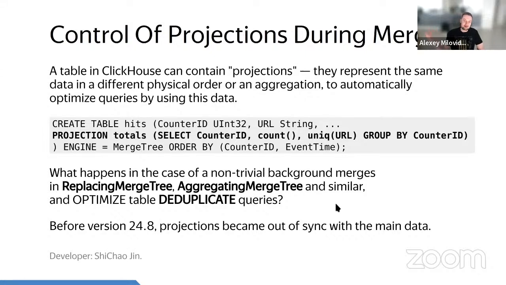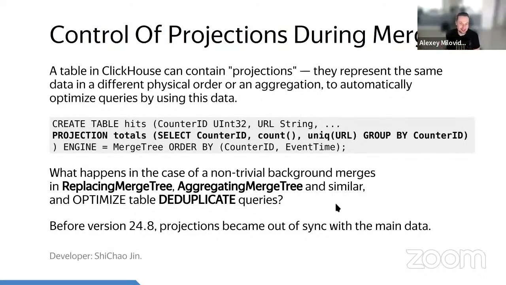Okay, I will tell you. We did absolutely nothing. Oh. So the projections remain. It became inconsistent with the main data, and if a query was optimized with projections, these modifications like replacing or aggregating just did not affect these query results. But it is kind of okay.